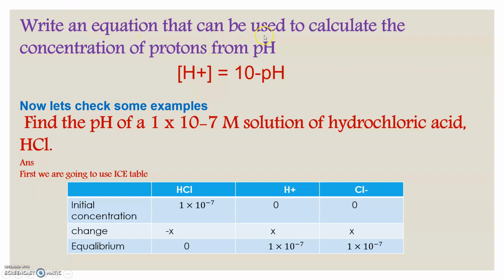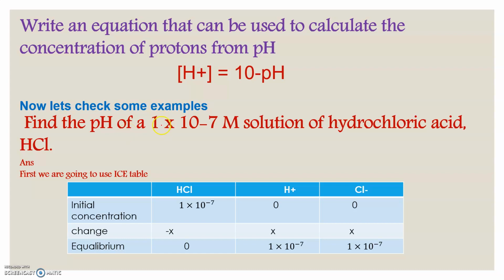Write the equation that can be used to calculate the concentration of proton from pH. We wrote this in the first two examples. If you have the pH and you want the concentration, you just have to write 10 to the power of minus pH. Now let's apply some examples to the rules that we have learned.